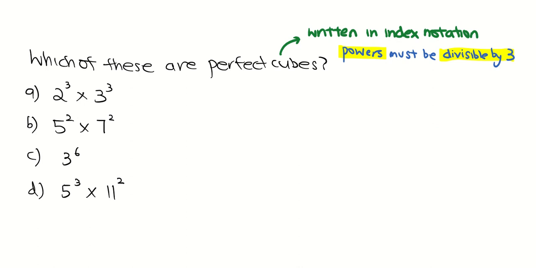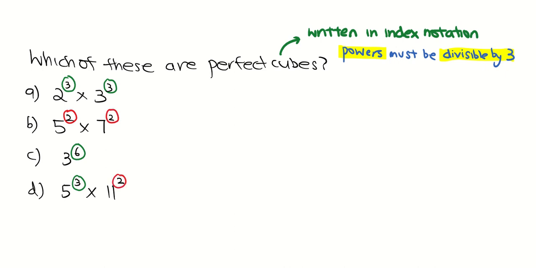Are these 4 examples all perfect cubes? Let's look at each power. Let's circle those which are divisible by 3 in green. Okay, 3 is divisible by 3, obviously. 6 is divisible by 3. This 3 is also divisible by 3. But how about the rest? Can 2 be divisible by 3? No. So I highlight in red.